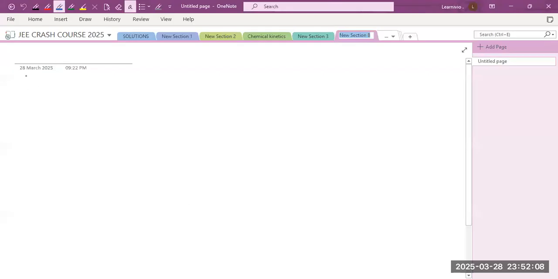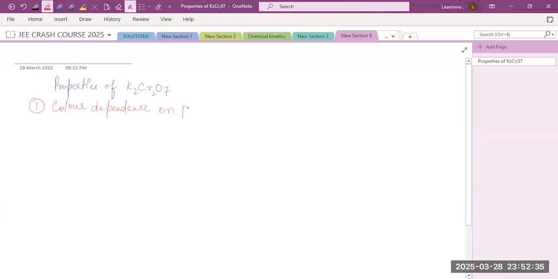Yeah, we will see the properties one by one. The properties of potassium dichromate, K2Cr2O7. First is color dependence on pH. Color dependence on pH. Okay, so see in alkaline solution, what is the pH?